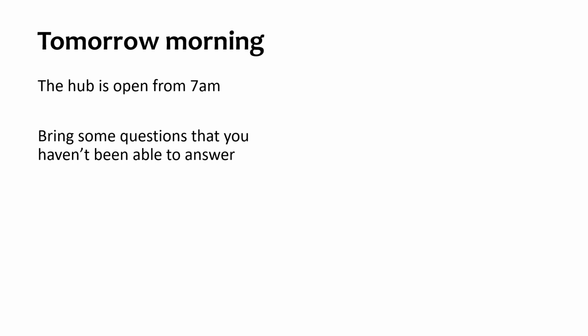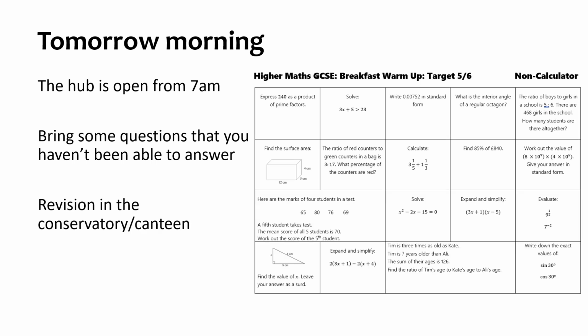And those people are your teachers. Yes, your friends might be able to help you to some extent, but get to that hub at 7 o'clock and use members of staff there to help you. There will then be revision in the conservatory/canteen using our breakfast mats. Here there's a higher one, but you'll see a foundation one. And again, on these mats, look for the questions that you do not know how to do. There is no point practicing something you're confident on, because that is not going to help you. Use those revision mats, target those things that you know you struggle with, and get help with them.